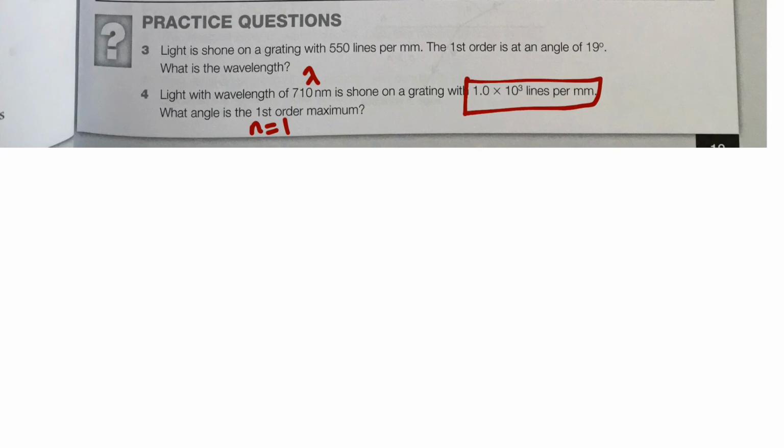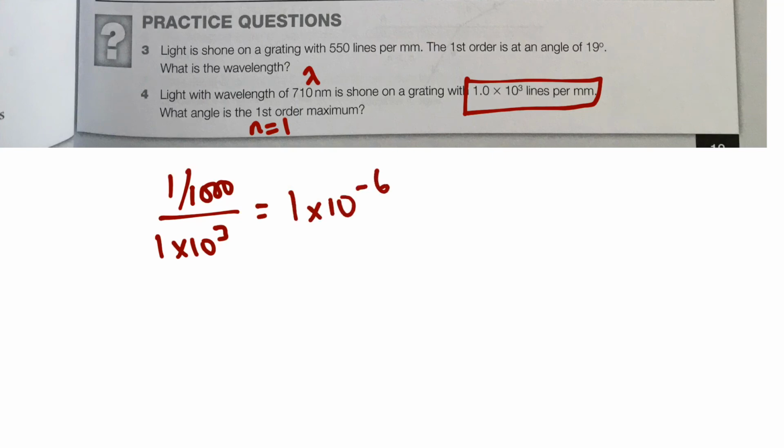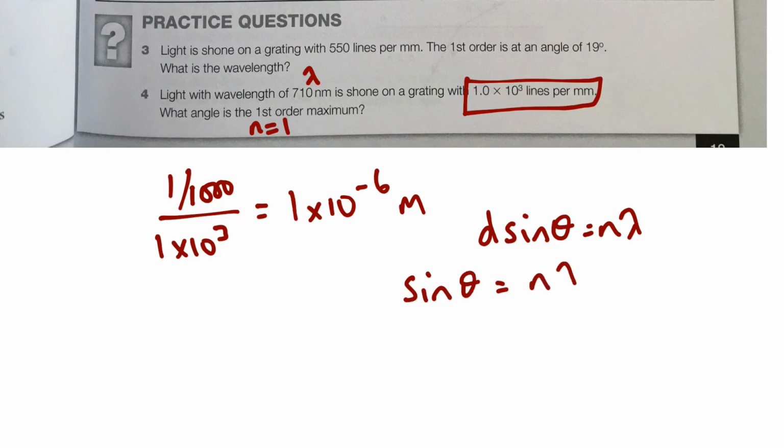We know that we need to find d, so again we can do that. So 1 over 1,000 and then divided by 1 times 10 to the 3. Let's just keep it simple rather than converting now. So we're trying to find the angle this time, but let's start with the equation. Always write it down in full. So d sine theta equals n lambda, then sine theta equals n lambda over d.